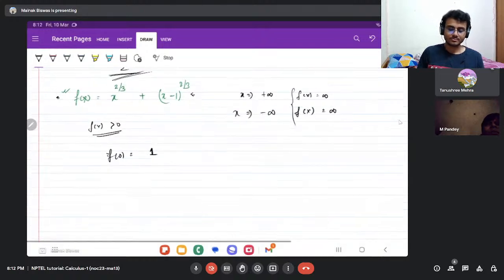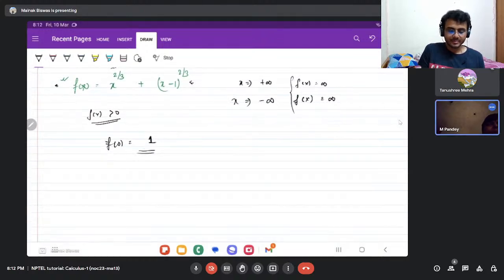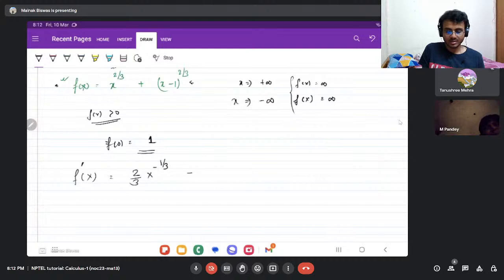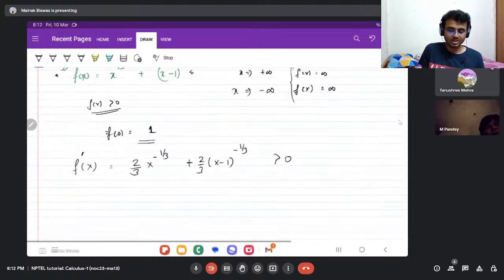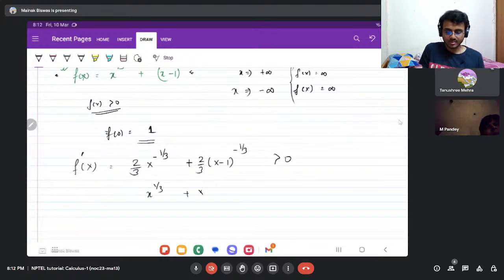Good. Now we'll have to see the increasing decreasing function thing, f dash x. That is complicated a bit. I don't think it is complicated. It is 2 by 3 times x to the power minus 1 by 3 plus x minus 1 to the power minus 1 by 3. You have to see where it is greater than 0. So where is x to the power minus 1 by 3 plus x minus 1 to the power minus 1 by 3 greater than 0? Is there any point where it is equal to 0?